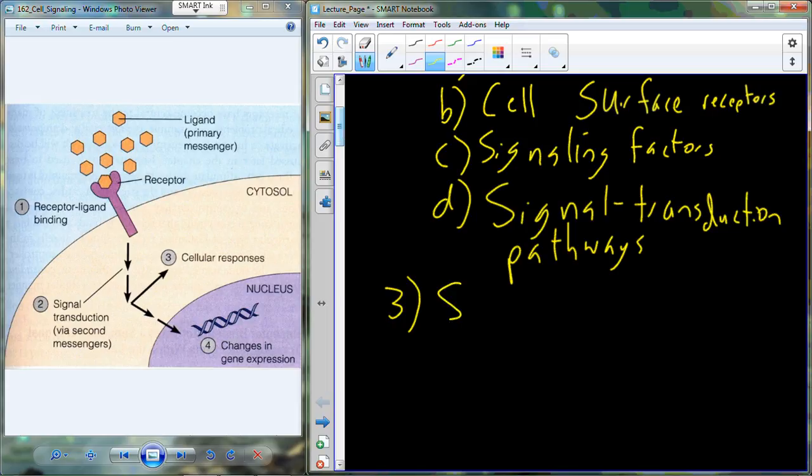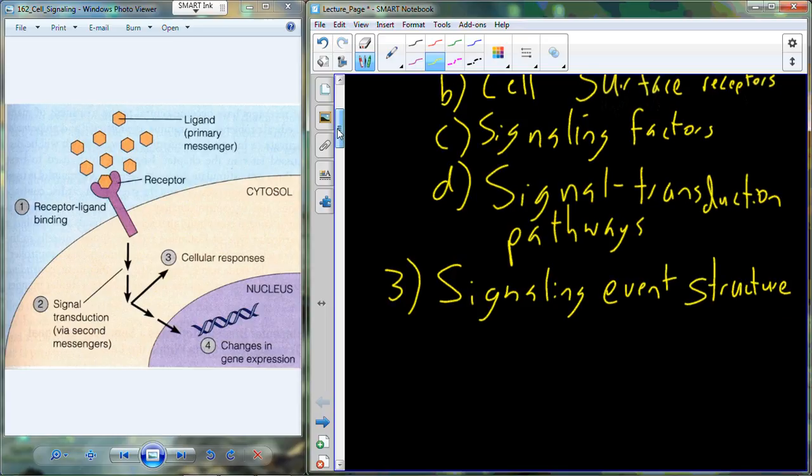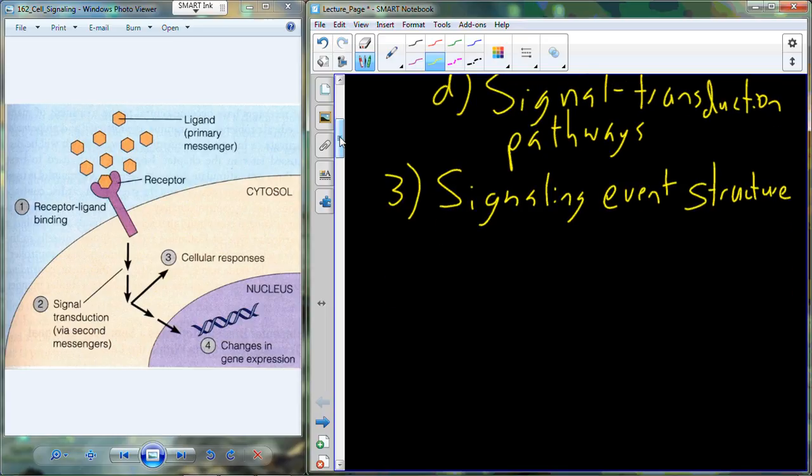So when we have a signaling event, it takes on or can be modeled in a specific structure. And this is just a pragmatic way for us to kind of keep track of each individual event and where it leads to towards the change in physiology. So the first thing that we need to do is we need to have this interaction between our ligand and our receptor.